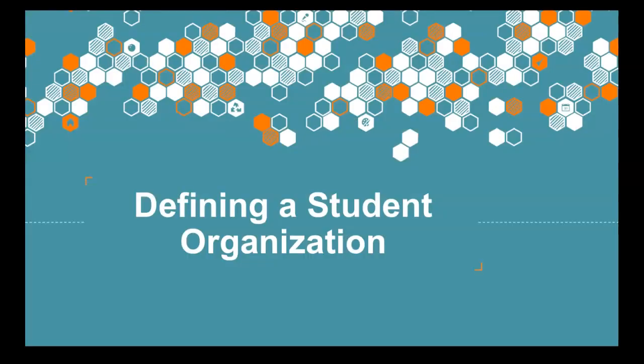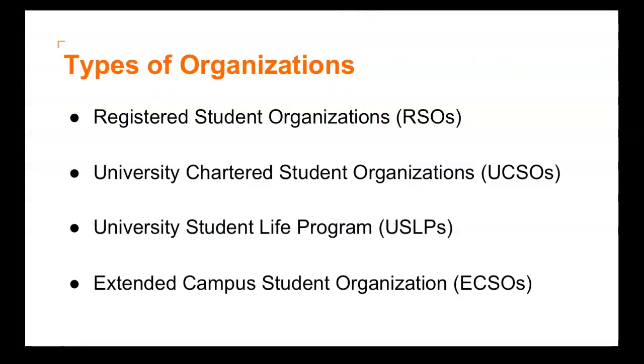First, we are going to define registered student organizations. There are 4 types of student organizations at Virginia Tech that the university recognizes. 1. Registered student organizations, referred to as RSOs. RSOs are the general classification for student organizations. These organizations include the majority of social and professional development organizations.